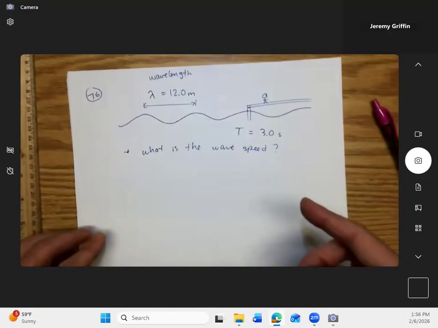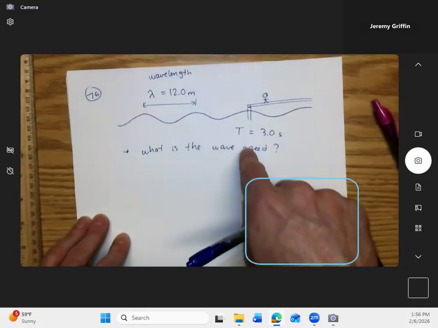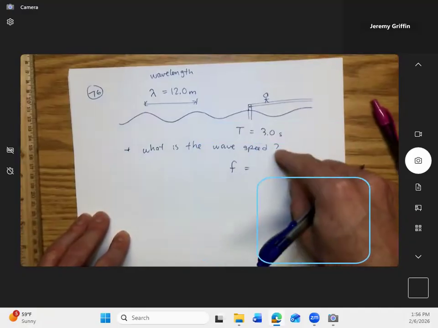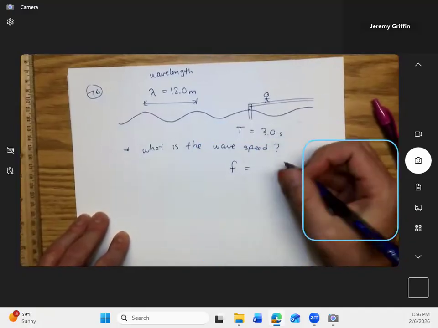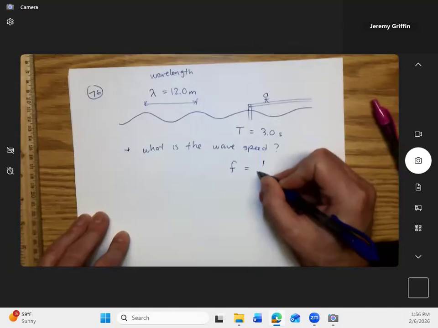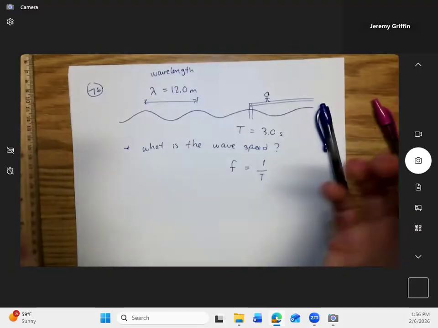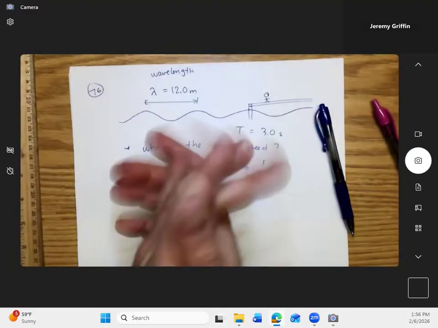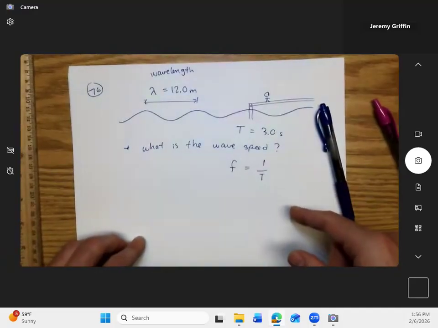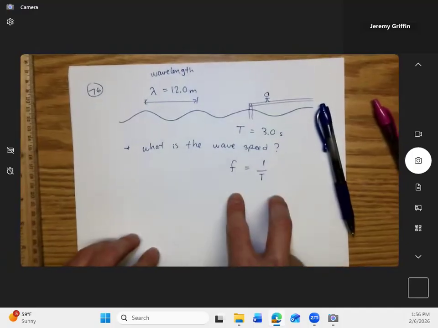Now, I want to take you through a little bit longer way of going about it. It's a good review for frequency anyway. What is frequency related to time period? 1 over T, yeah, 1 over the time period. For example, if you heard 4 beats per second, then the frequency could be 4 hertz, but the time period between beats would be a quarter of a second. So these are reciprocals.